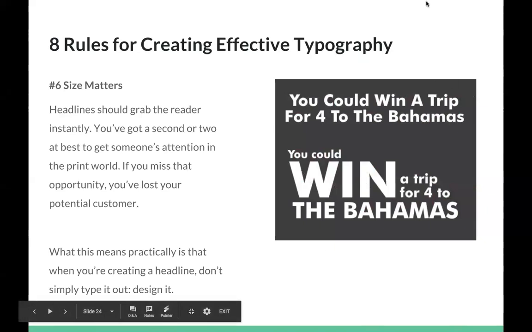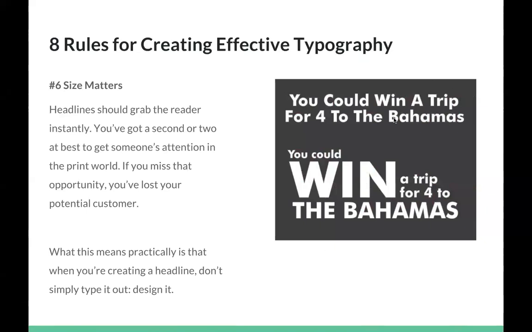Otherwise, this is just typeset. This is just simply typed out. You could win a trip for 4 to the Bahamas. Oh, okay, that's cool. But nothing's jumping out at me like this. This is designed. This is a designed headline. This is just typeset.